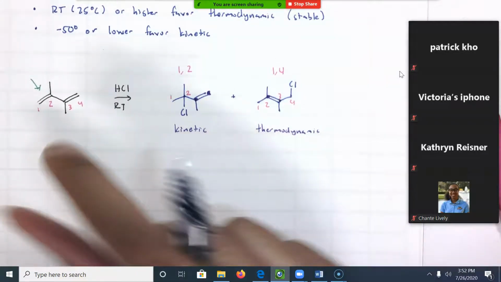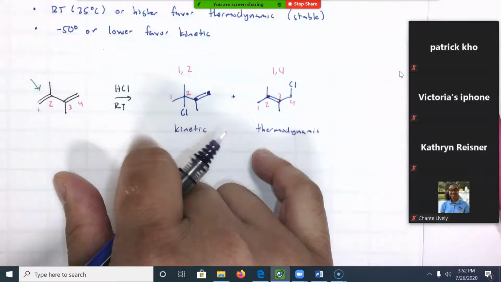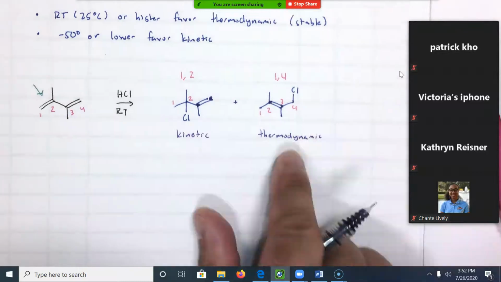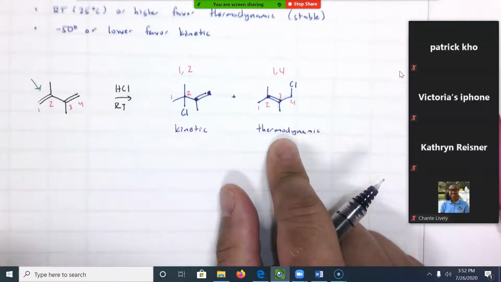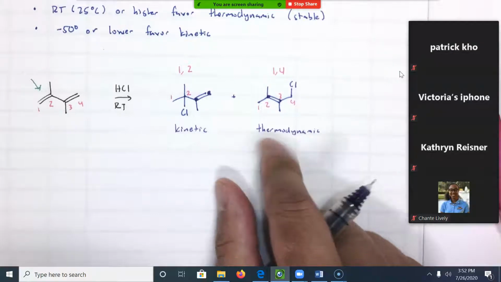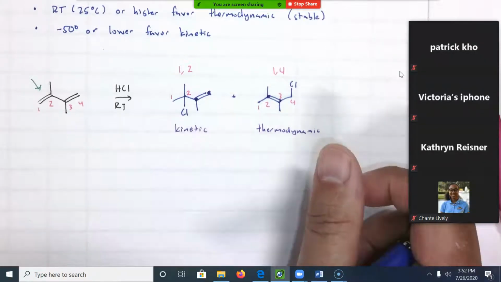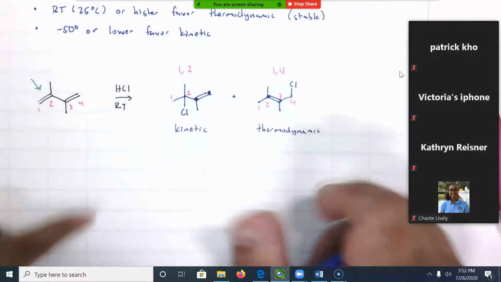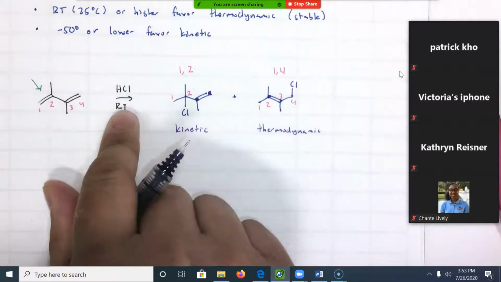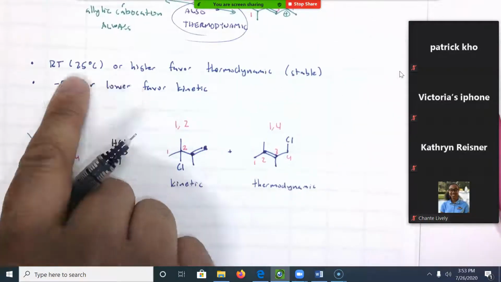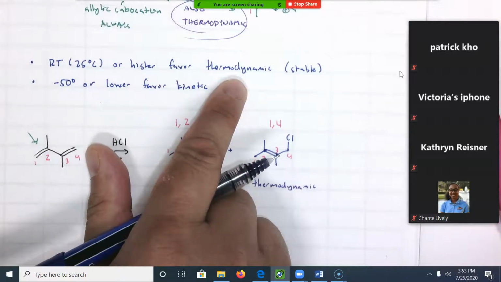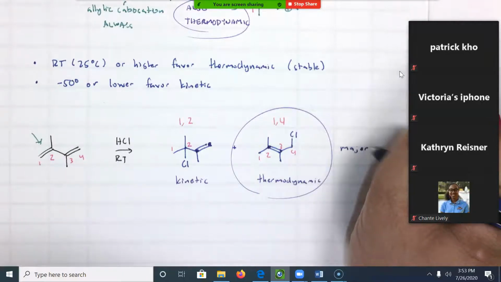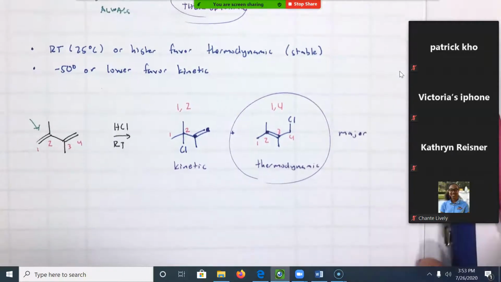Okay, I have 2 products. Typically, I'm going to ask you, if you have a mixture, what's the major product? If there is a major product. You might be tempted to circle the thermodynamic because it is so stable compared to this di-substituted alkene. The thing is, oh, we're at room temperature. Oh, that's good. At room temperature, you do favor, what did I write here? Room temperature or higher, you do favor the thermodynamic. So this is your major. Okay, so we are favoring the more stable product.